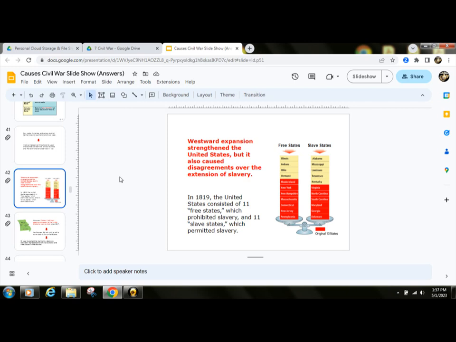In 1819, the U.S. consisted of 11 free states, which prohibited slavery, okay, that would be like Ohio, and 11 slave states, which permitted slavery. So you can look at the chart there, and you can see that it's very close. You've got free states and slave states, and as we go west, people that lived in free states wanted these new territories to become free states, and then slave states wanted these new territories to become slave states.